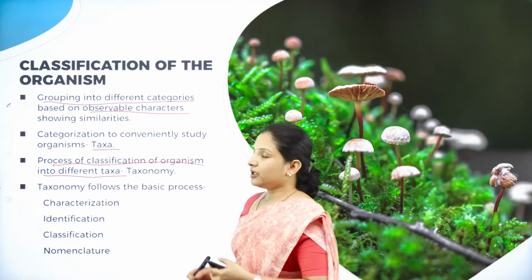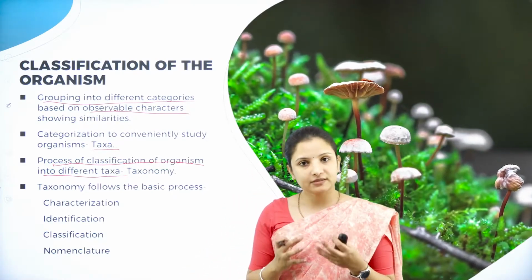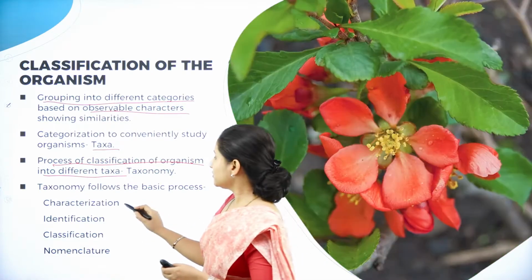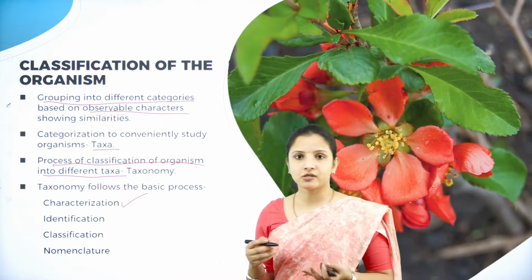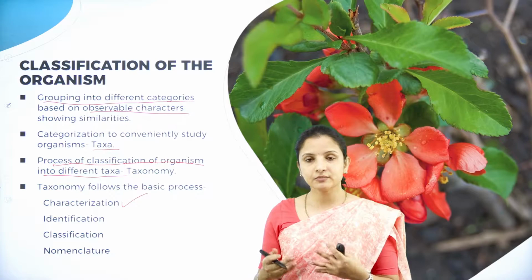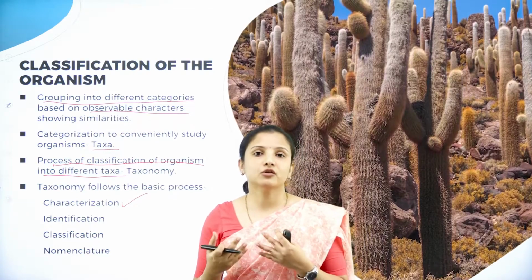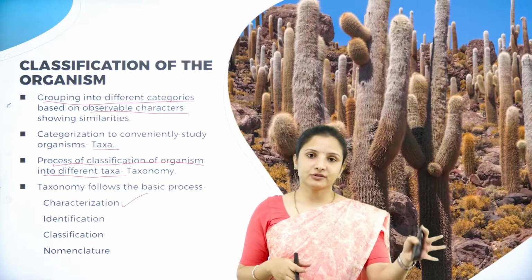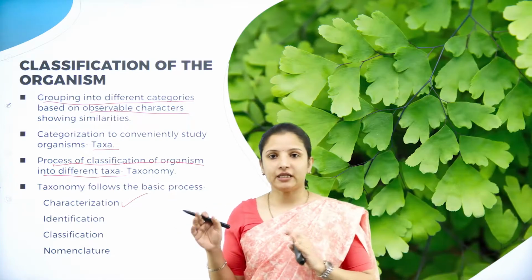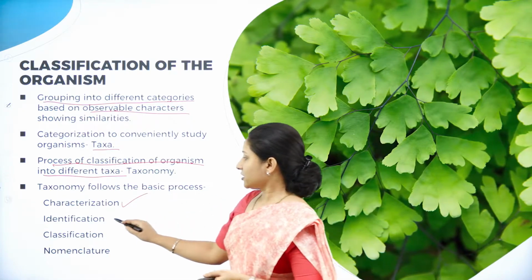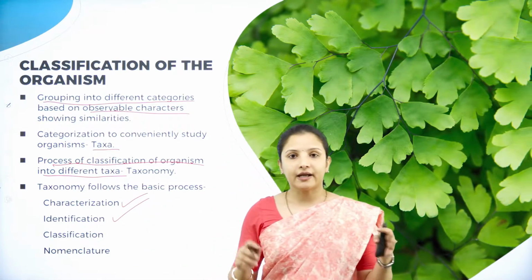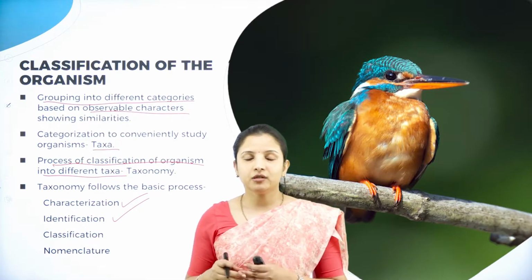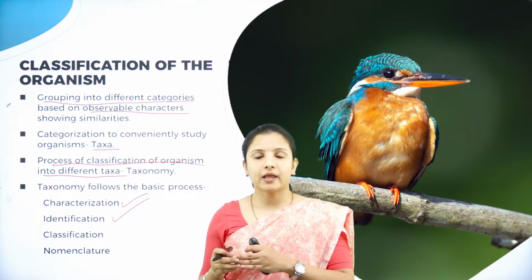Taxonomy actually follows some basic rules. What are the basic rules? One is characterization. You look at an organism, you characterize it based on the external characters and you say this is a plant, this is an animal. After characterization, now you know it is a plant or an animal. So in an animal, you will see a dog and a cat.